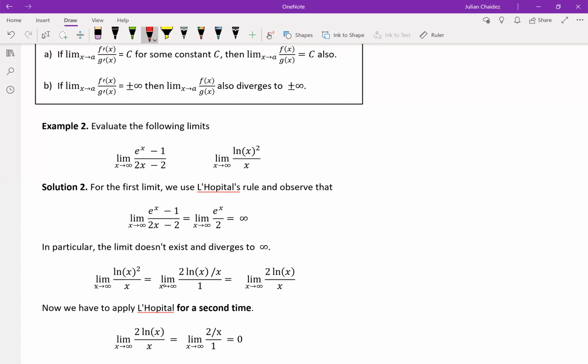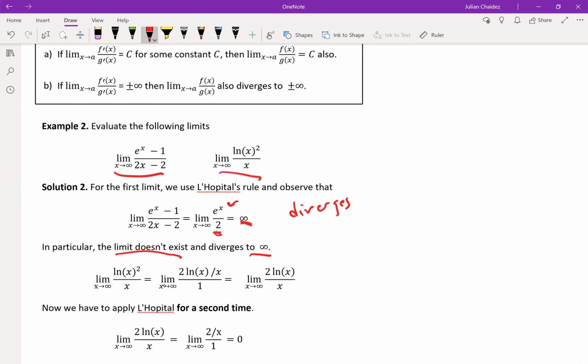So if I take the derivative of the top and the bottom, I get e to the x over 2. Now the bottom one is constant, so that one doesn't go to infinity as x goes to infinity. But the top one still goes to infinity. So the limit of this is plus infinity, because as I take x very large, e to the x gets very large. In particular, the limit doesn't exist, so this diverges, and it diverges to plus infinity. All right, so that's that example.